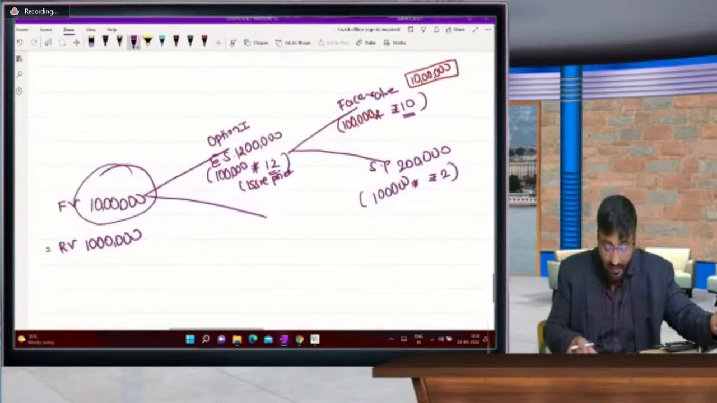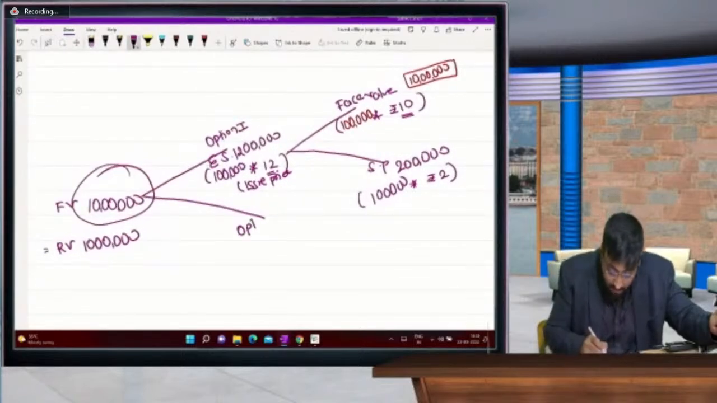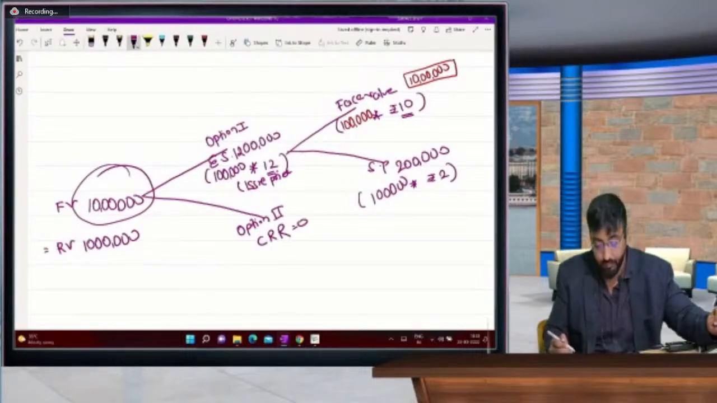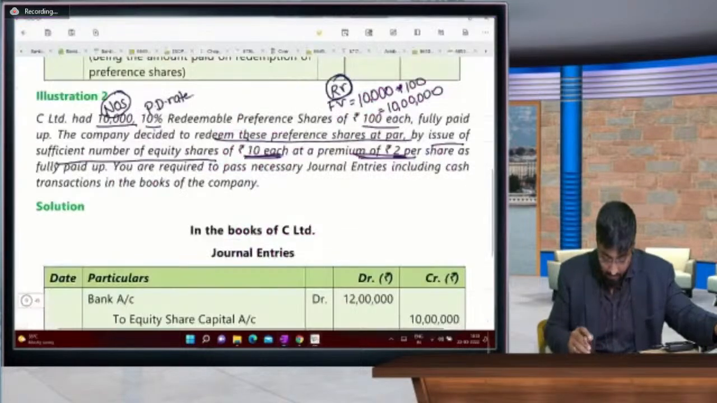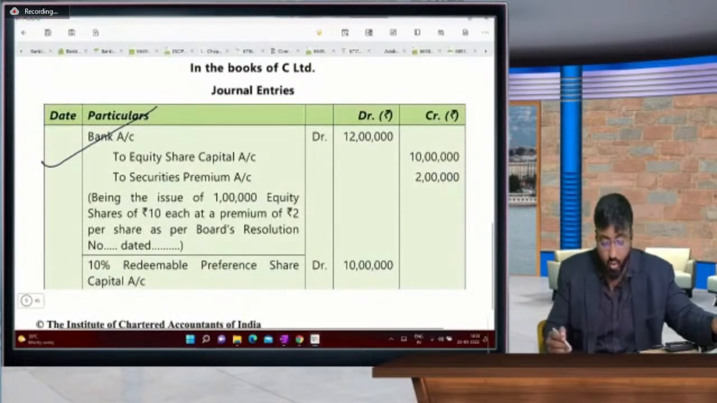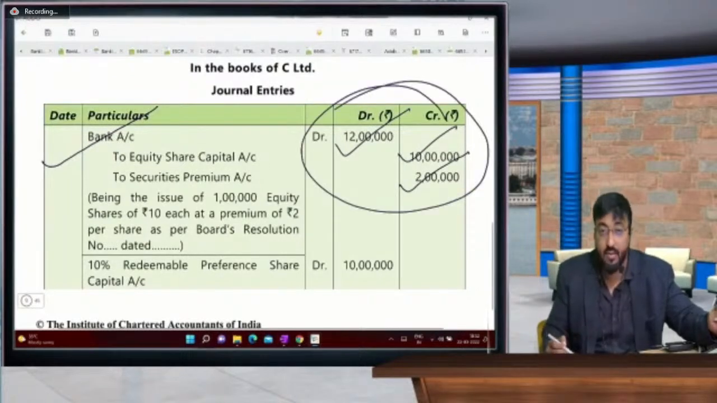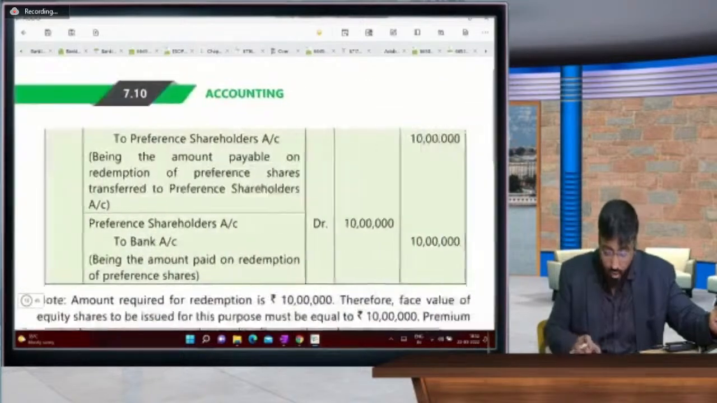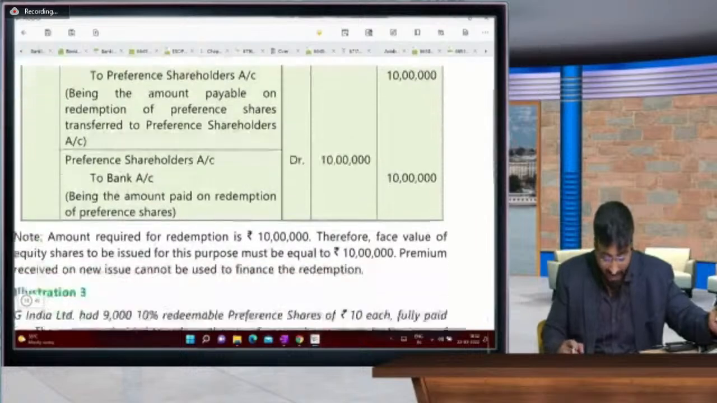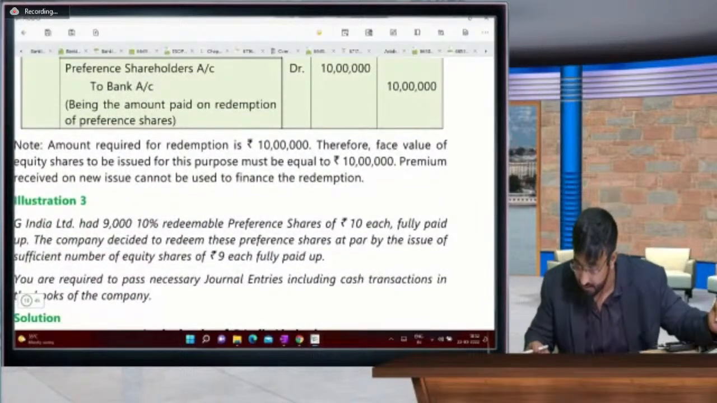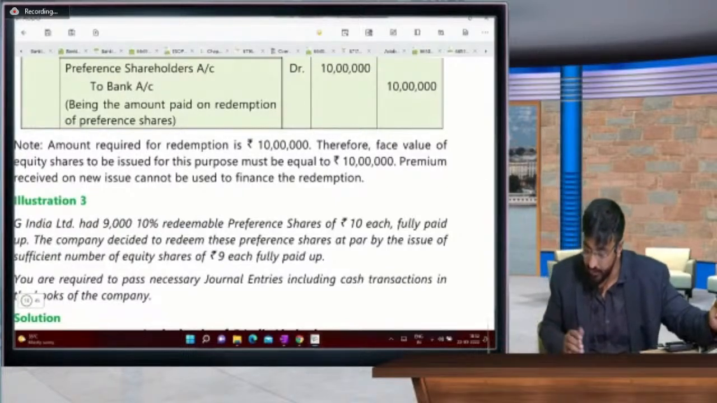So this is the diagram, beta. Write down this diagram. And option number 2, CRR is 0, because you increased it by option 1. Bank account debit to equity share capital to security premium, 12, 10, 2. See the entry. Preference share capital to preference shareholders 10 lakhs, and preference shareholders to bank. Everyone has to write entries. See the diagram.